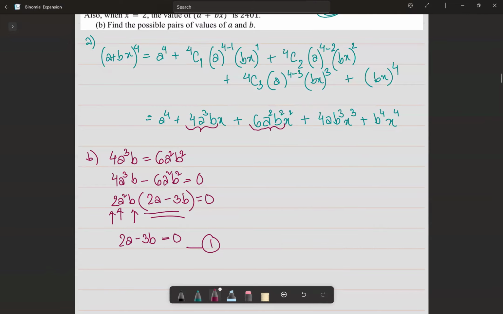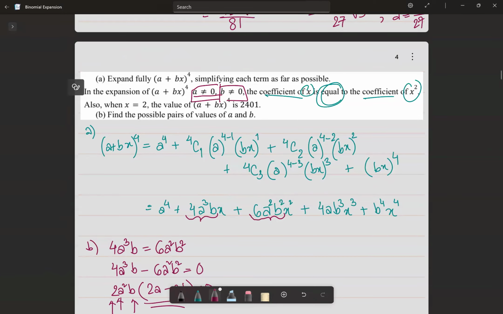Now for the second equation, in the question it is given also that when x is equal to 2, the value of a plus bx to the power 4 is 2401. So when x is equal to 2, you put x is equal to 2 in here. So a plus, the value of x is 2 in here. Here you are going to put the value of x as 2. So you are going to get a plus 2b to the power 4, and this is equal to 2401.